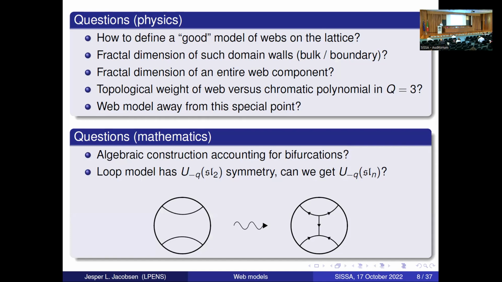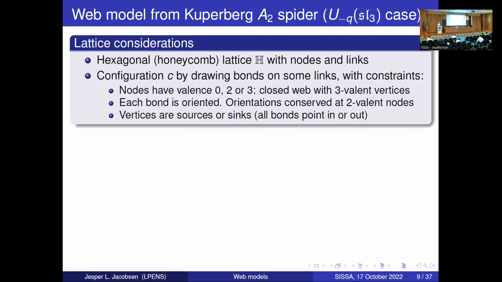So some of you might know that this loop model has an underlying quantum group symmetry, U_q(SL2). And one question is, can we generalize SL2 to SLN? And in particular, I shall be interested in SL3. So the first thing is now to present to you a web model based on Kuperberg's so-called A2 spider. So he has a paper with rank 2 spiders, and this is one of them.